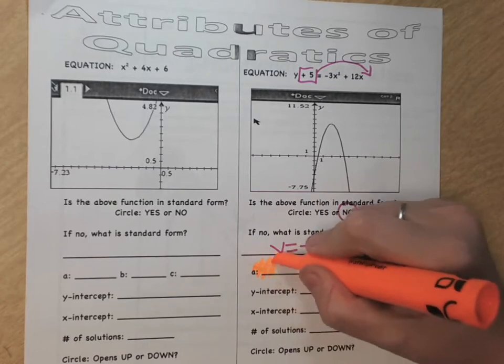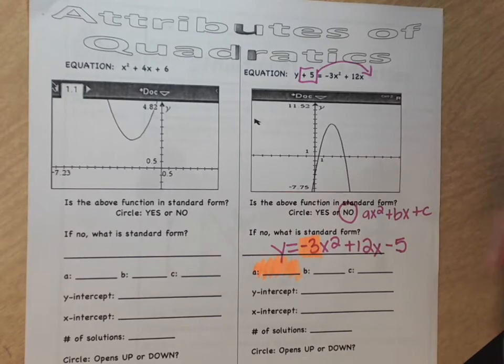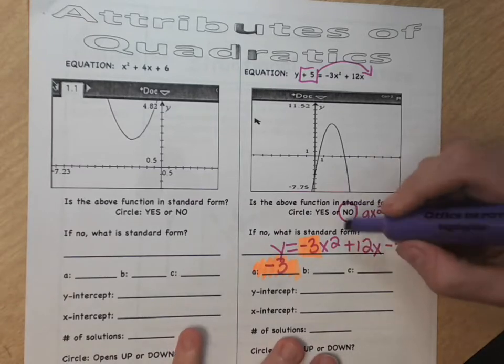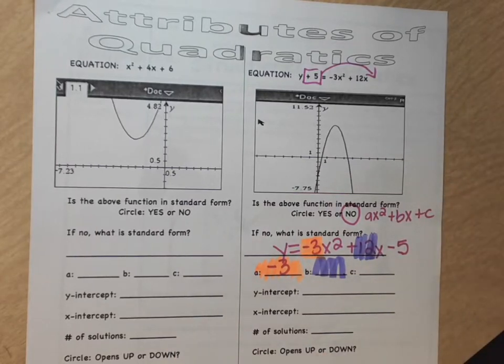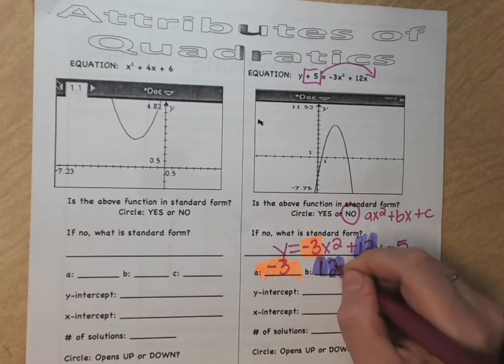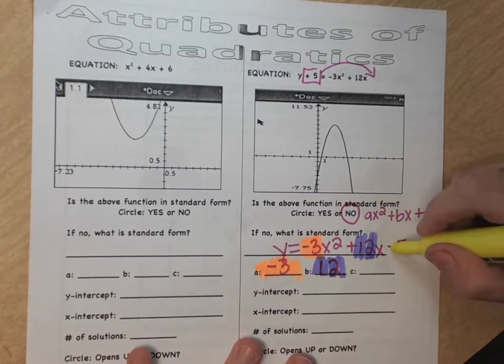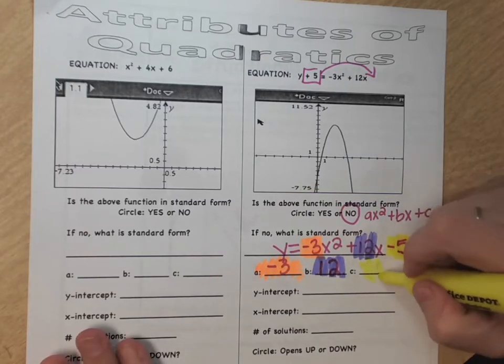Okay, so what is our a? Our a value is always in front of the x squared. So our a is going to be negative 3. Our b is always in front of our x. So our b is going to be 12. Positive 12. Be really careful when you do that. And the last thing is our c. It's our coefficient, or a constant, it does not have a letter with it. So the c is negative 5.